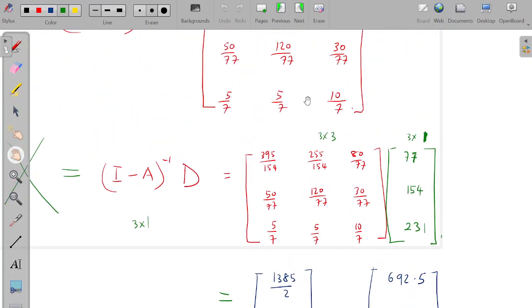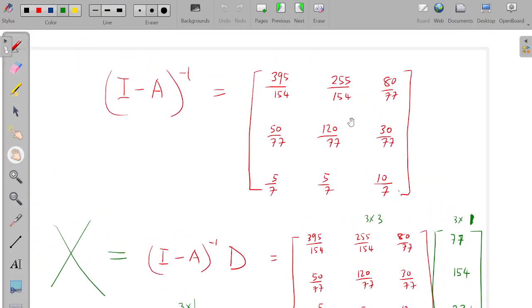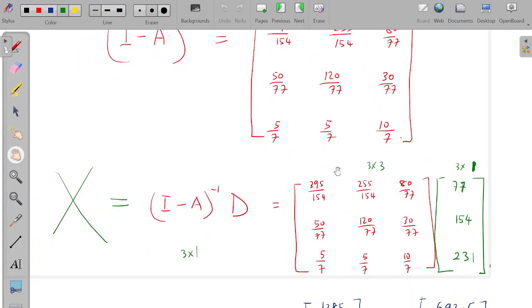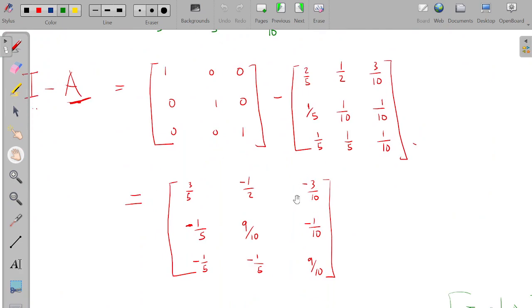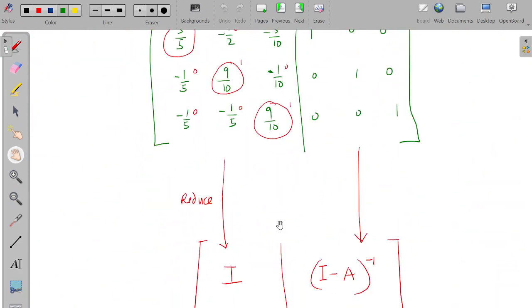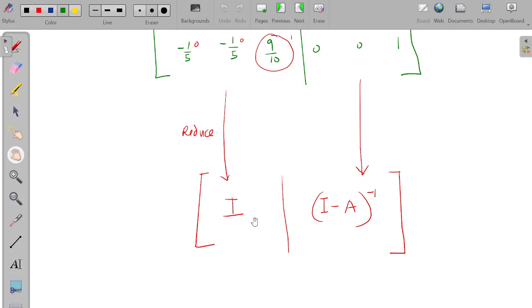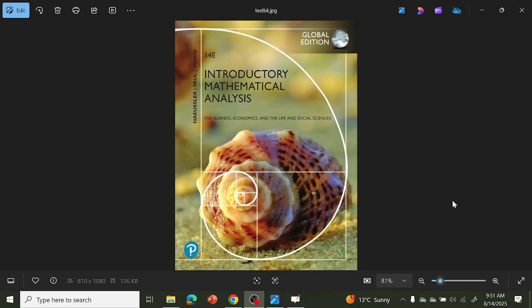Please ensure that you know how to do this. In getting your inverse, you need to put the matrix side by side with an identity matrix, then reduce it into an identity matrix, and automatically what you get will be the inverse. Please ensure you understand.